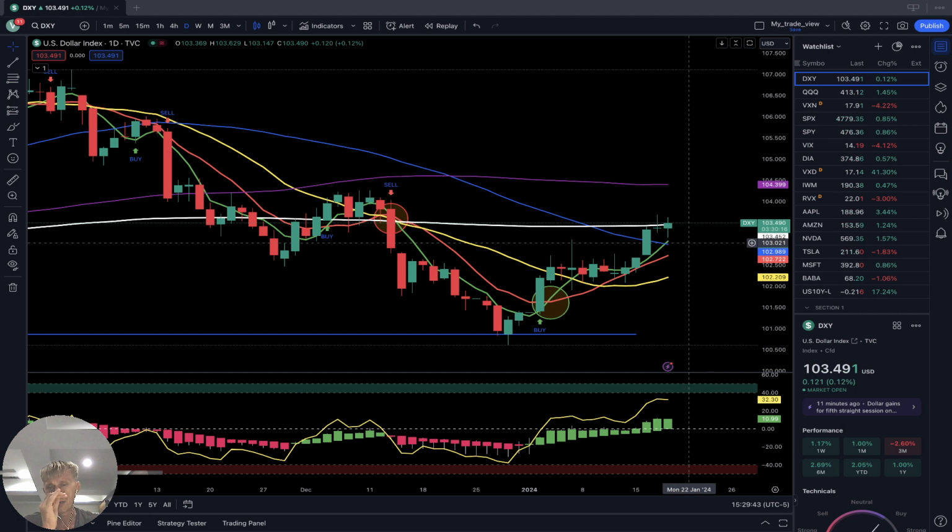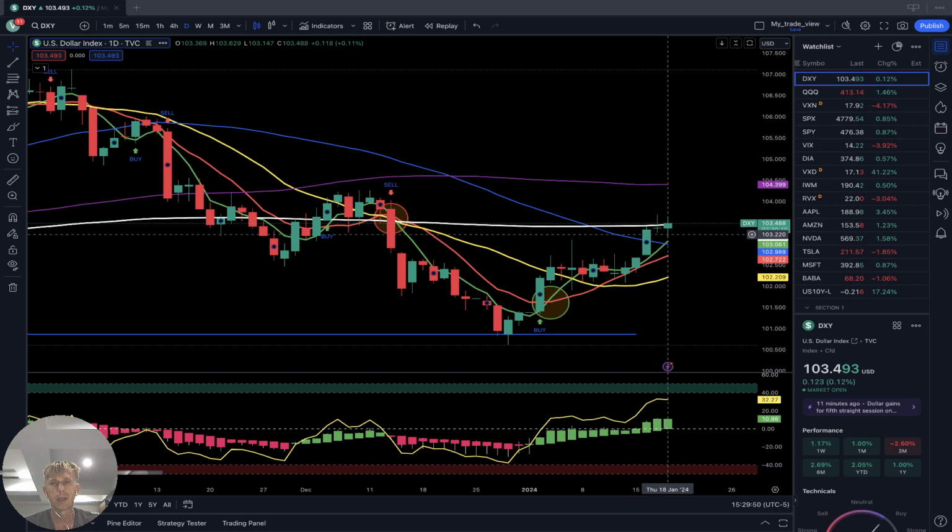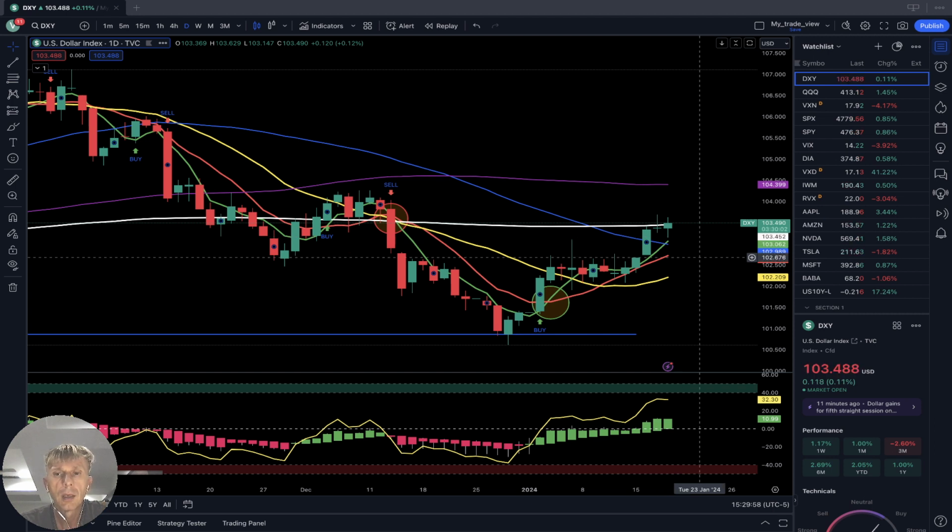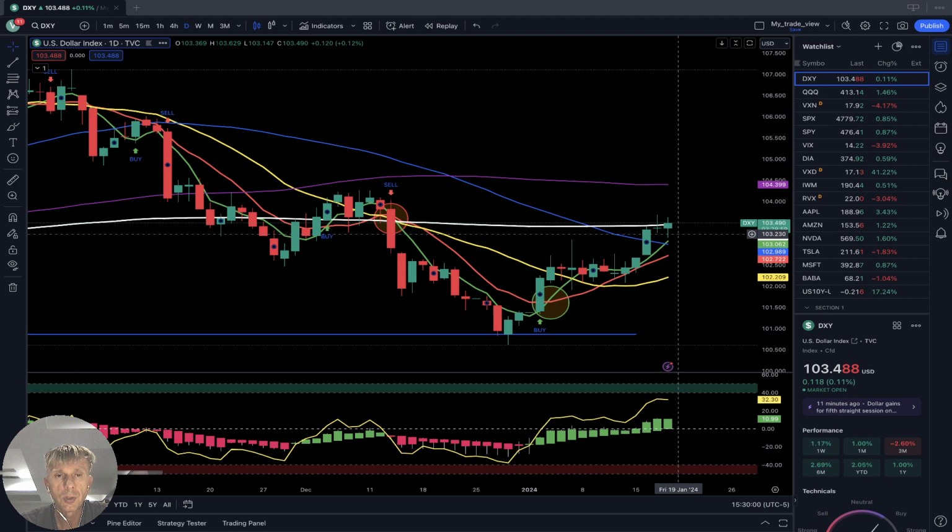What we are observing now: the last bar just touched the SMA 200 white line, and it has been at the white line for the last 3 days. It could be a rejection from this level. It's a very strong resistance line. So far, the trend is bullish.